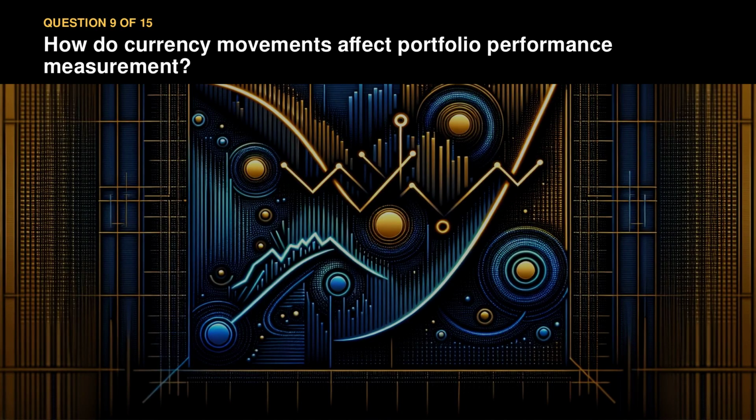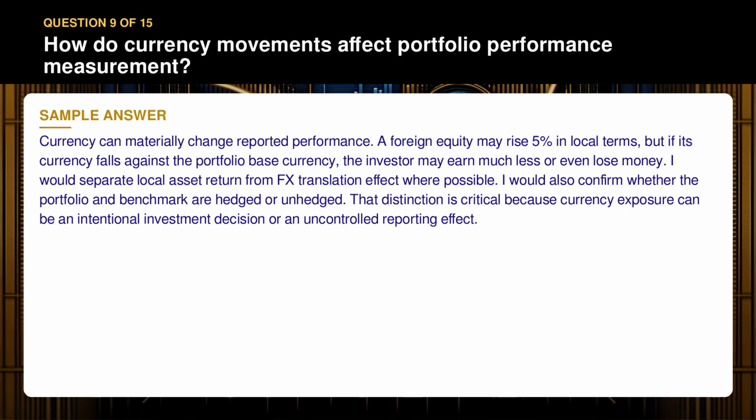Question 9. How do currency movements affect portfolio performance measurement? Currency can materially change reported performance. A foreign equity may rise 5% in local terms, but if its currency falls against the portfolio base currency, the investor may earn much less or even lose money.